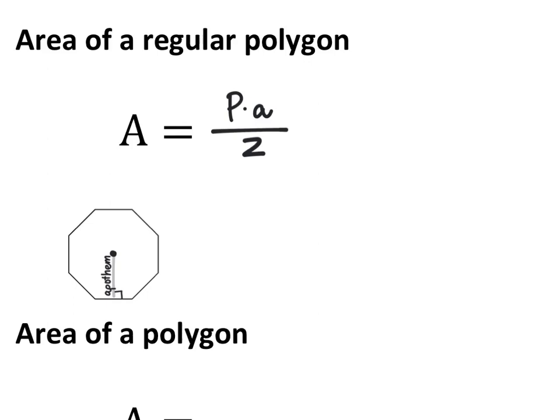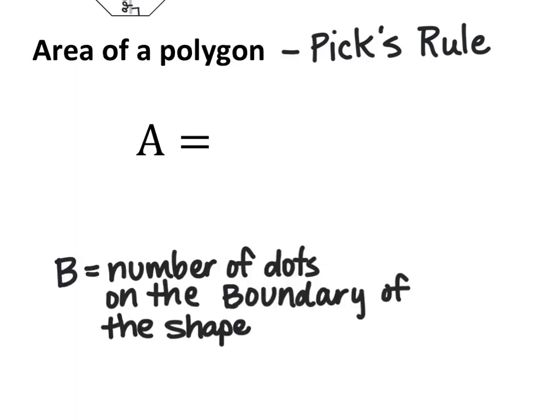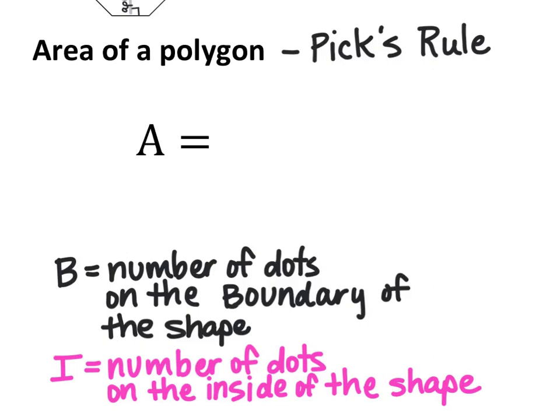And the last formula we're going to talk about today is called Pick's theorem, and it is a way for us to calculate the area of an irregular polygon using position on a coordinate grid and the amount of dots that are on the perimeter of the shape and the interior of the shape. And that formula is I plus half of B minus 1.